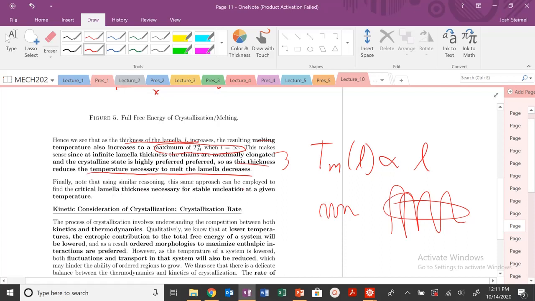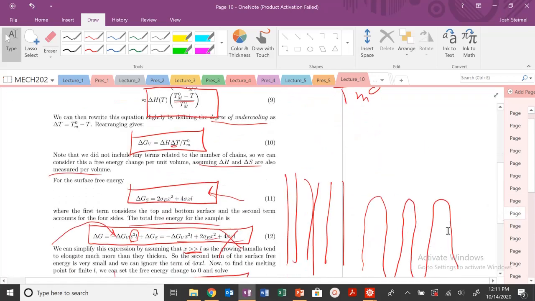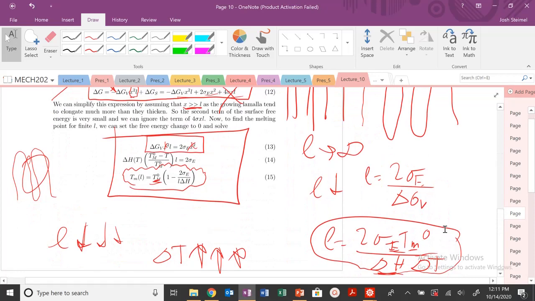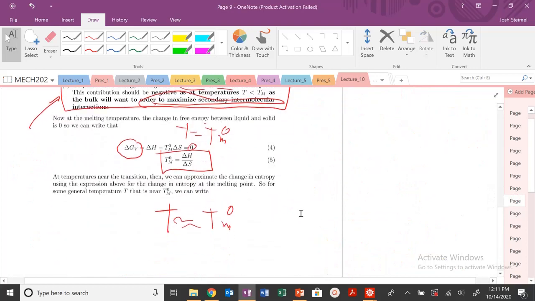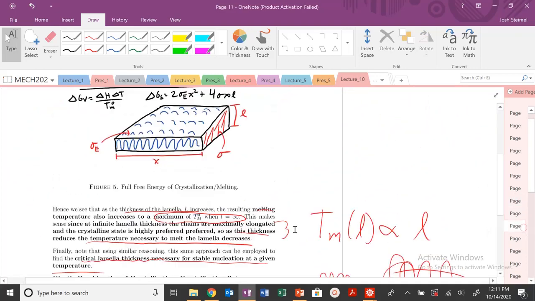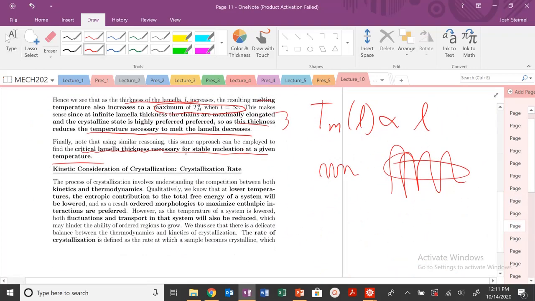So excellent. And you could again find the critical lamellar thickness necessary for stable nucleation at any given temperature. That was just our expression here. So the critical lamellar length at any given temperature, or any given degree of undercooling, we could calculate. That is the critical thickness for stable nucleation. That's the minimum that we need; once we're larger than that, we're stable.